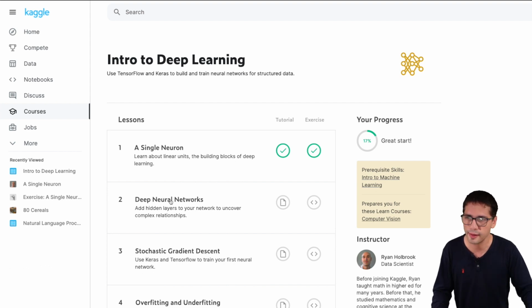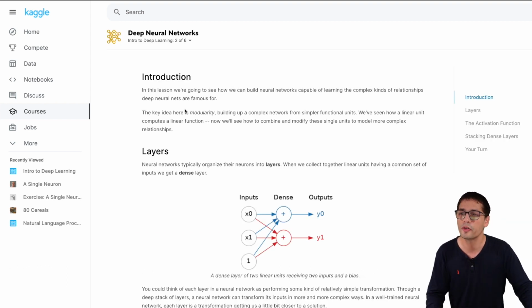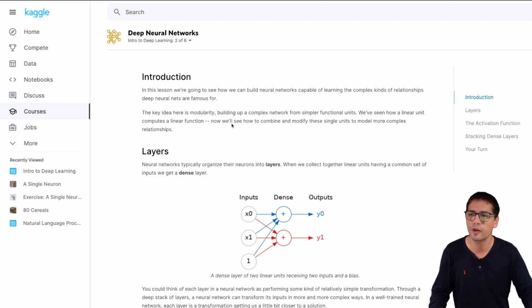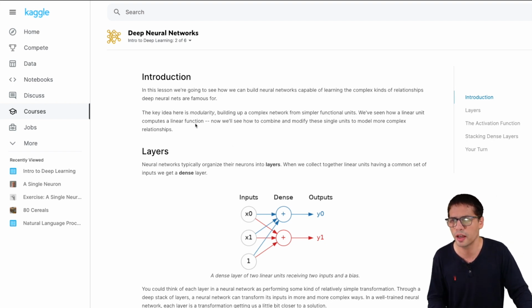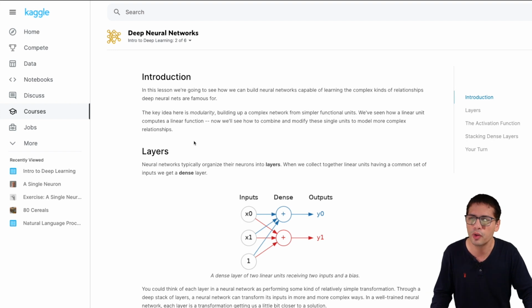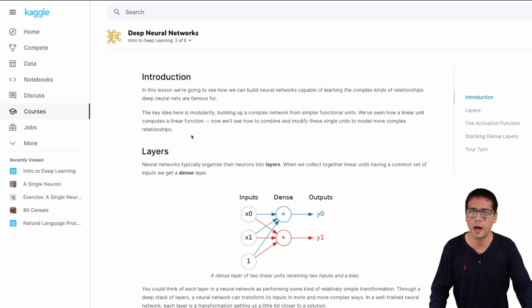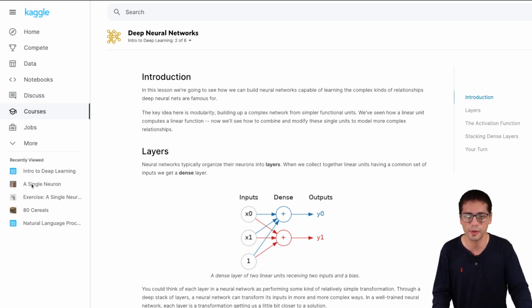So let's get started. In this lesson, we're going to see how we can build neural networks capable of learning the complex kinds of relationships deep neural networks are famous for. The key idea here is modularity, building a complex network from simpler functional units. We have seen how a linear unit computes a linear function. Now we'll see how to combine and modify these single units to model more complex relationships.